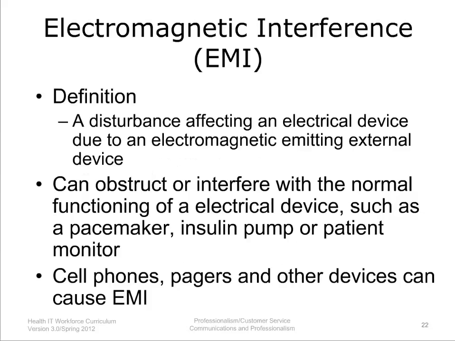Complex electronics are found in all sorts of devices in a hospital or clinic. Because of this, electromagnetic interference, EMI, is a serious concern. EMI is a disturbance affecting an electrical device that is caused by another device that emits electromagnetic signals. EMI can interfere with the correct function of medical equipment such as pacemakers or patient monitors, perhaps even devices like insulin pumps. Cell phones, pagers, and other wireless devices can all cause EMI.